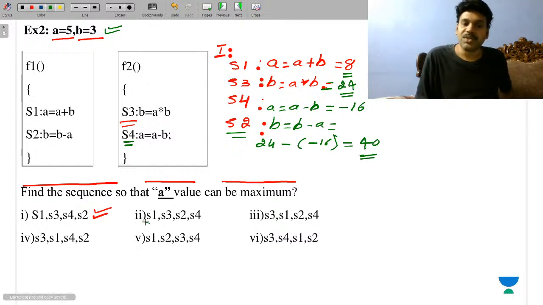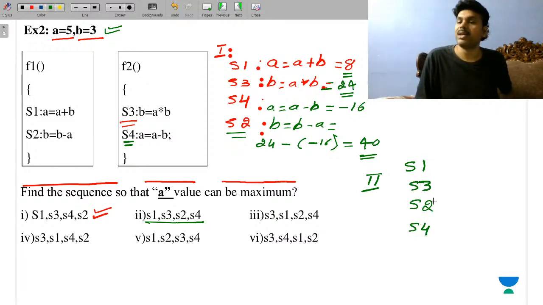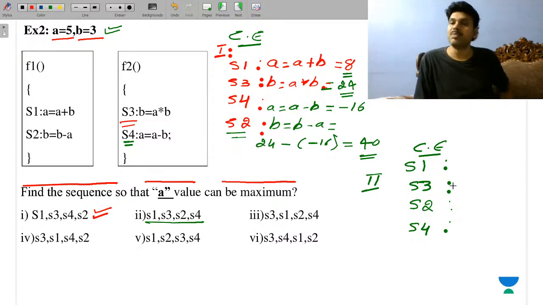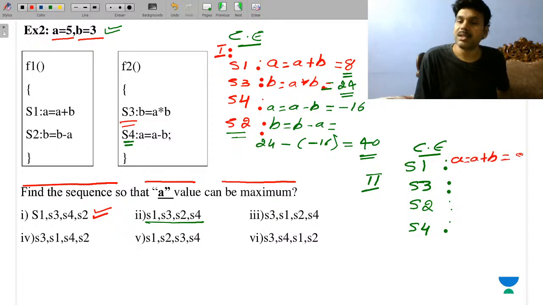Next, if you execute the second option, observe carefully. I will execute S1, then S3, then S2, then S4. Using this sequence, what will happen? This is also concurrent execution, no doubt, because the functions or threads are being preempted by each other for some time. As usual, A is equal to A plus B, that is 8.